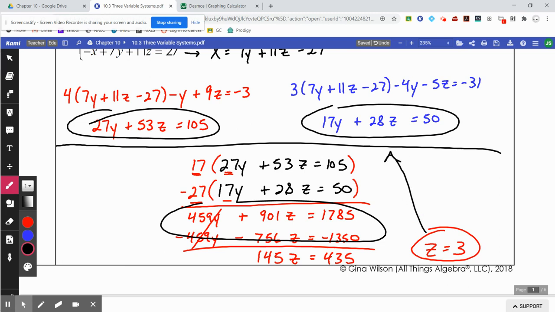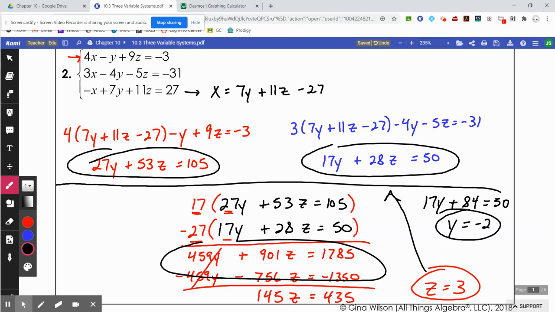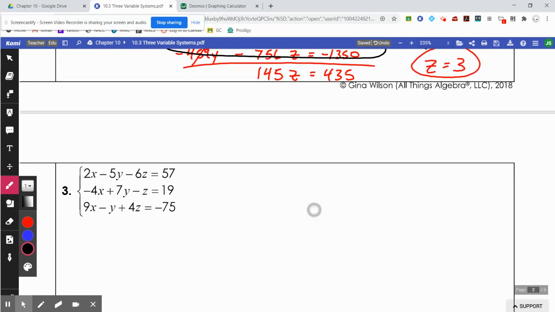So I'm going to plug it in here, and here's what I get. And when you subtract 84 and divide by 17, that'll give you a y value of negative 2. So there's your y and your z now. And to find x, you can then go back and plug it into any of these up here. I'm going to plug it in here. So I have x equals 7 times y, that's negative 14, 11 times z, so that'll be a positive 33, minus 27. So therefore, that tells me that x has to be negative 8. So therefore, my ordered triple would be negative 8, comma, y, which is negative 2, comma, z, which is 3. There's my solution. Number 3.